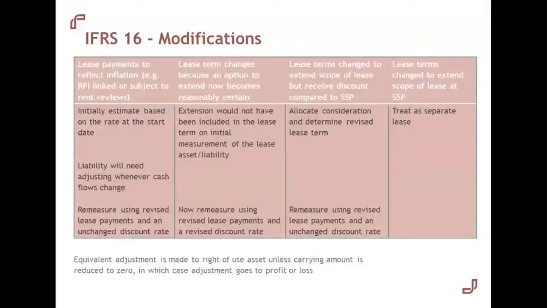Looking now at modifications, and I want to look at 4 relatively common modifications that we can have to leases. The first being where lease payments are changing in respect of inflation, so increased costs. This might be because of an RPI link specifically in the lease contract as it is originally written, or it might be that rent reviews are taking place to uplift the lease payments to market rents. We'll include our initial estimate of payments based on whatever rate is applicable at the start of the lease, so the RPI at that date or the rent payments as agreed in the original lease.